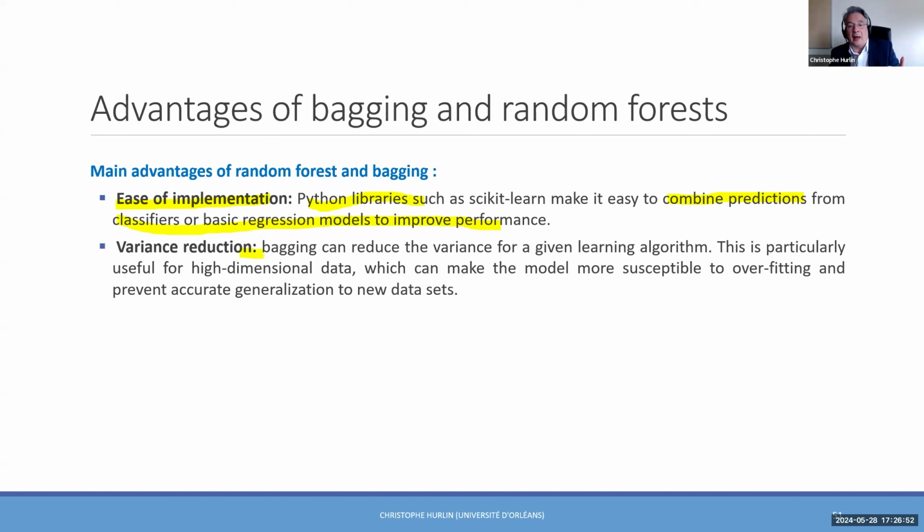You have a second argument, it is variance reduction, and this is because the bagging of the random forest reduces the variance of a given learning algorithm. And this is particularly useful when you have high dimensional data, so many variables or many individuals, because in this case, the standard algorithm tends to overfit. And so there is a lack of generalization to a new data set.